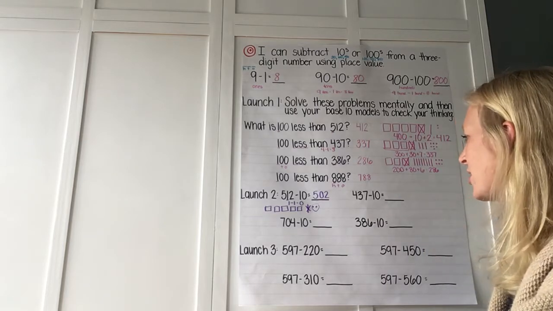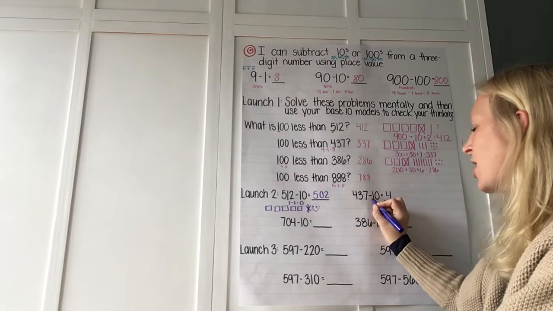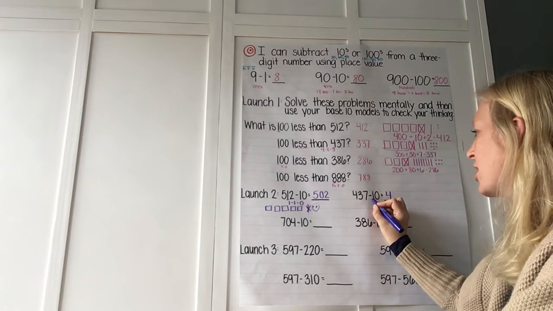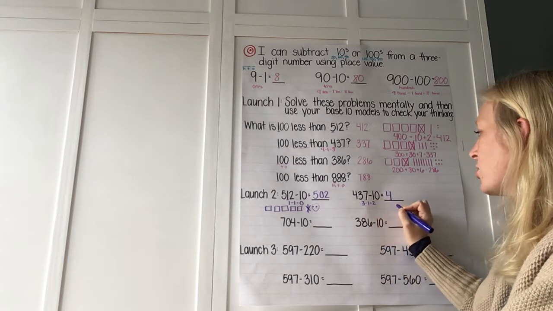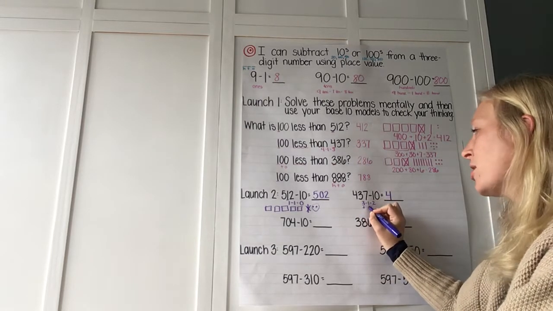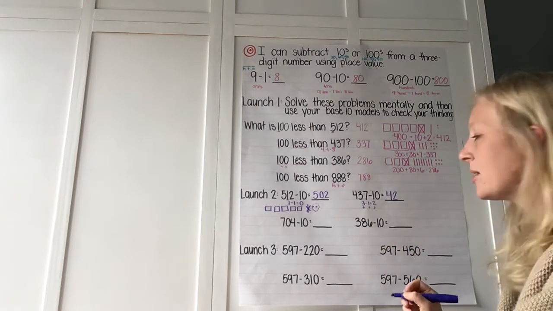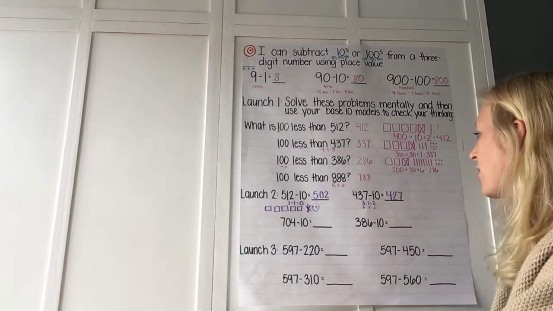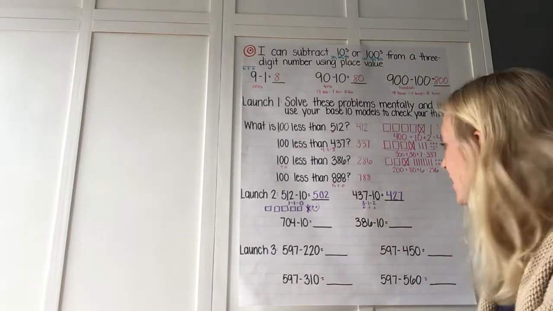What about this one? 437, take away 10. Your hundreds place is staying the same because there's no hundreds change. What about the tens place? 3 take away 1 equals 2. So 3 tens take away 1 10 equals 2 tens. What about your ones place? Why 7? Because 7 take away 0 is 7.